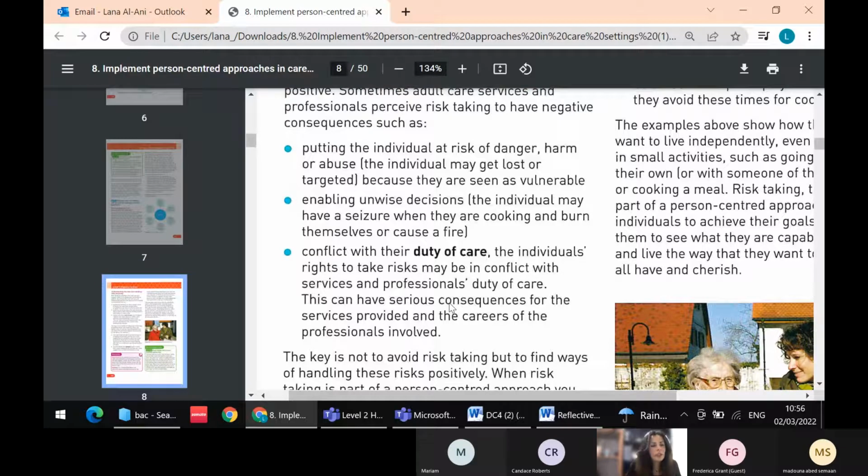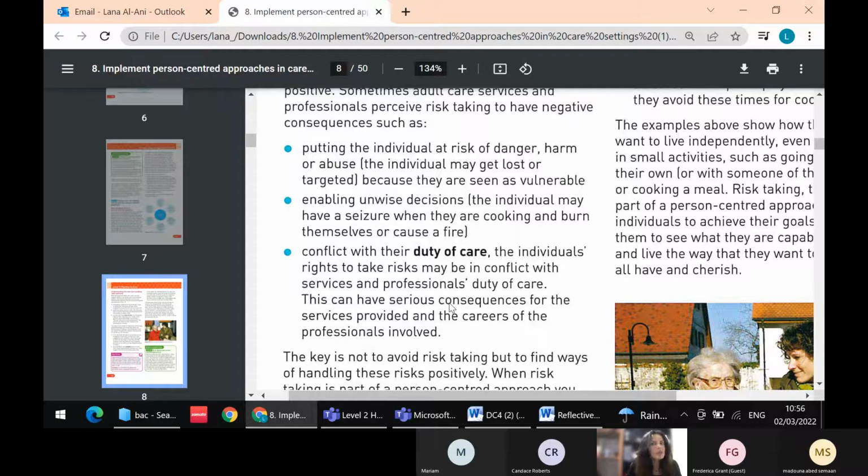So here, just repetition of the same thing. We don't put the individual at risk of danger or harm or abuse. We enable them to make decisions wisely about how much risk is involved. Why? Because we give them information, and also if there is a conflict with my duty of care, then I shouldn't be taking this risk for the client. Why? Because I have a duty of care towards them.